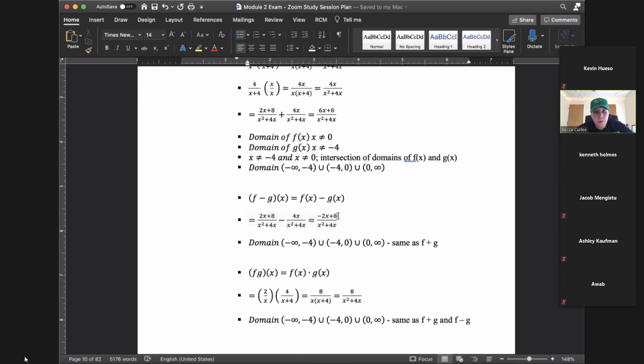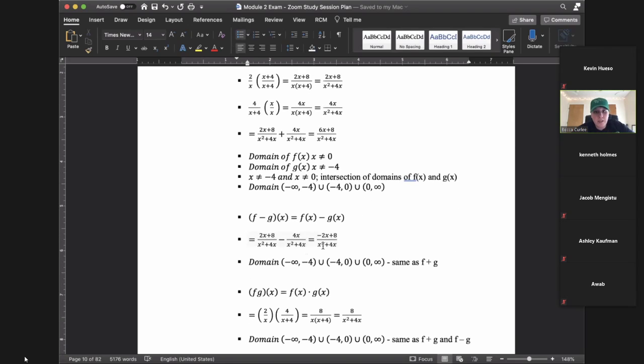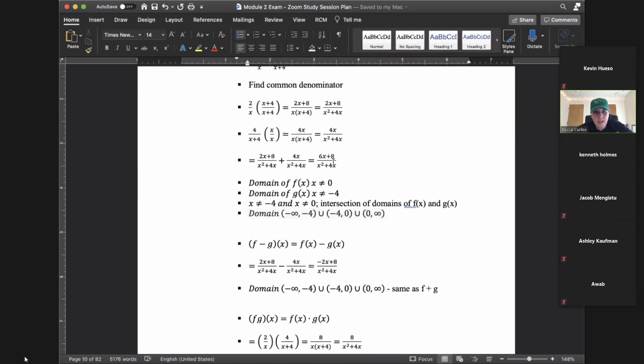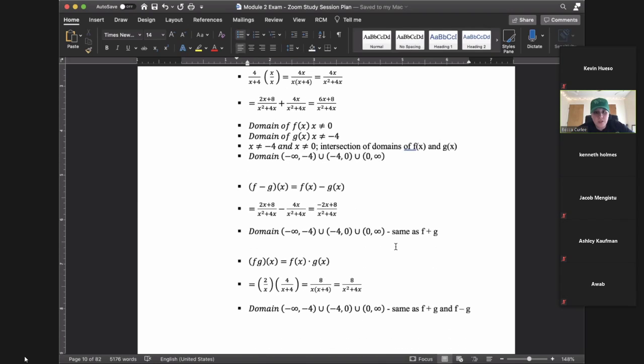All right, so we already know that we found a common denominator before, so now we can just subtract these. So you're doing f minus g of x. So you just take the 2x plus 8 over all of this stuff minus the 4x over all of this stuff. And that gives you negative 2x plus 8 over x squared plus 4x. So again, f minus g and f times g are going to have the same domain as f plus g. So we already know it's the same one.